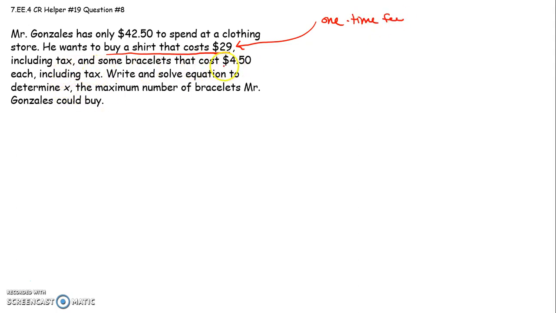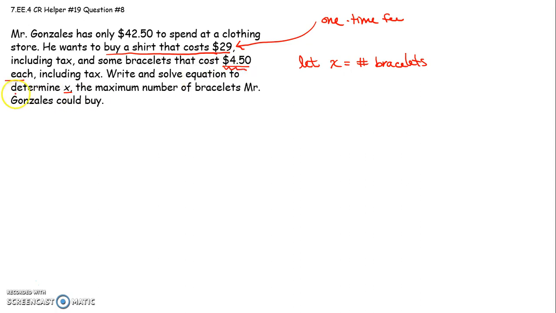And some bracelets that cost $4.50 each, including tax. Like you might be buying tickets to get into an amusement park that cost a certain amount each. Write and solve an equation to determine X, the maximum number of bracelets Mr. Gonzalez could buy. All right, so let X equal number of bracelets. Your X might be number of amusement park tickets.